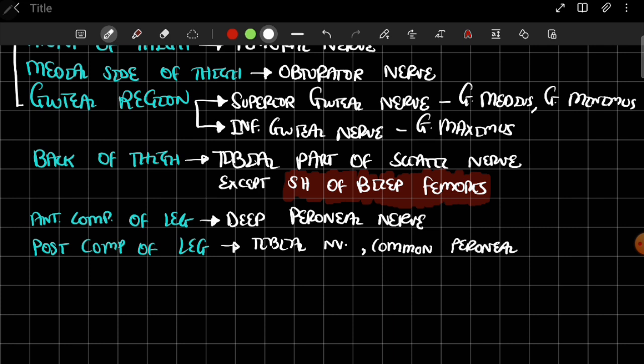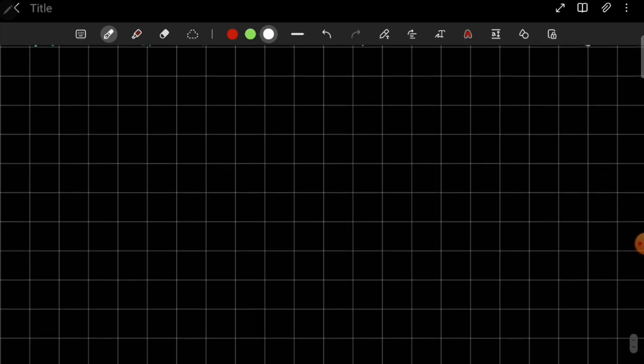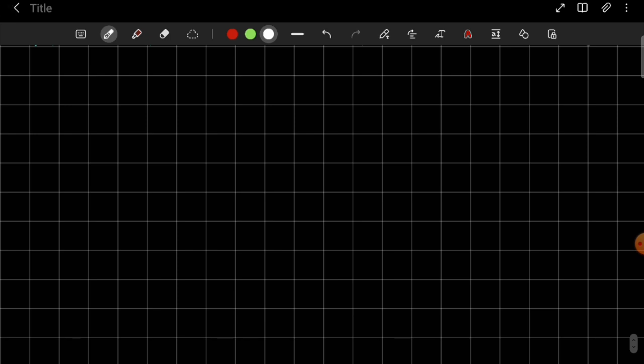So let me just first write. Leave this here. First we will draw the diagram, then you can write it by yourself. So now we will first draw a muscle, the key muscle of the gluteal region. What was that? Yes, it was the piriformis. We will draw the piriformis a little conical in shape. So for example, this is the piriformis muscle.